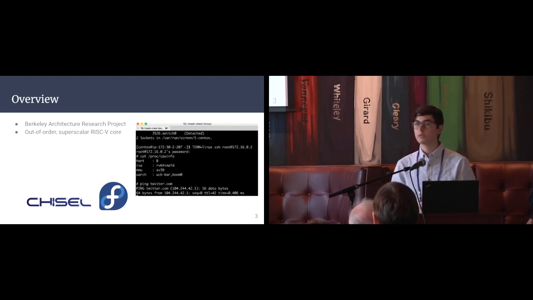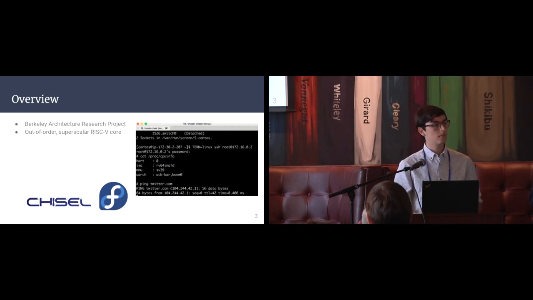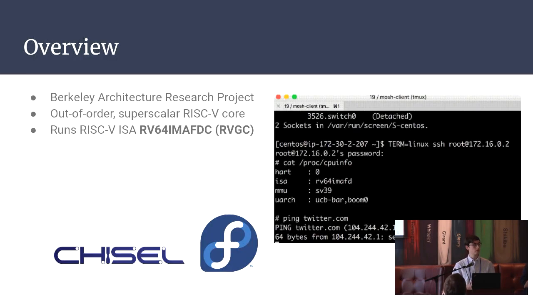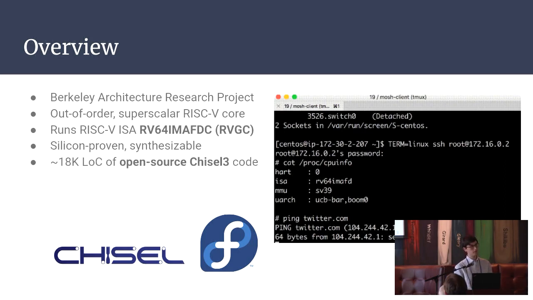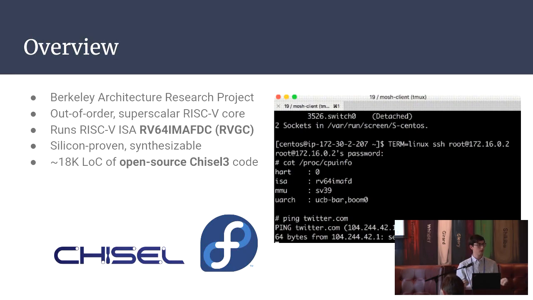It is an out-of-order superscalar RISC-V core. So different than Rocket. Rocket's an in-order core. We're an out-of-order core. And the nice thing is that we run RV64GC and some parts of RV32. This has been taped out already, so it is silicon proven and it is synthesizable. Finally, this is written using Chisel 3 source code, so it's 18K lines of code. So if you're interested in touching and using Chisel, this is a great opportunity to use that.